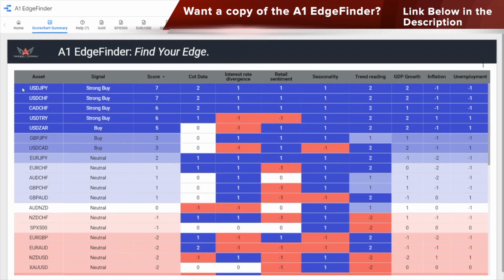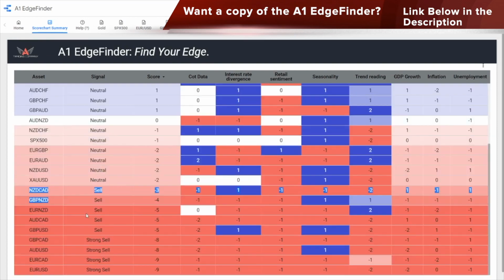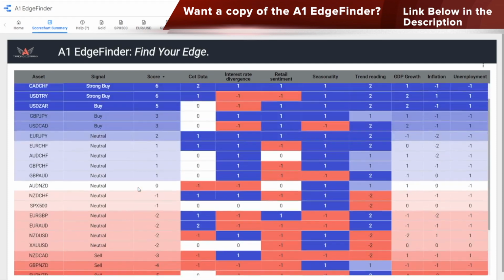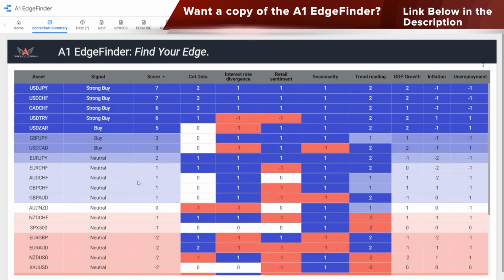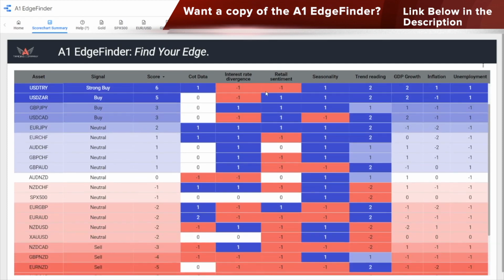So for me, I'm sticking more to these pairs, and I'm looking for strong directional bias. That's going to add more to my trading in terms of insightful knowledge. I'm going to be able to look at many metrics to make an informed decision. And that's the whole point behind the A1 EdgeFinder.